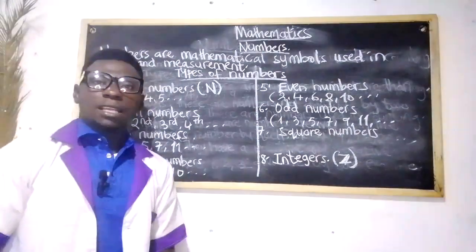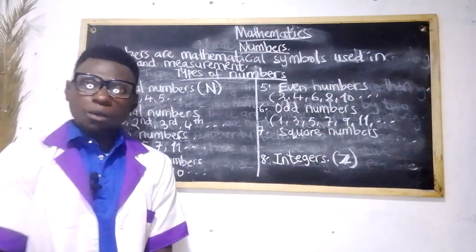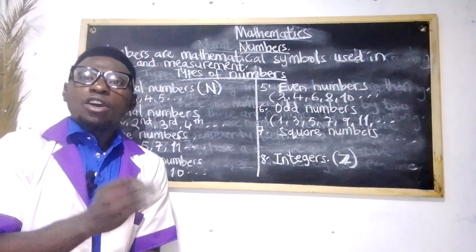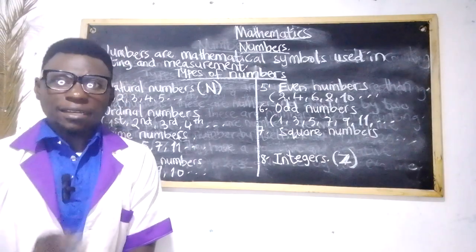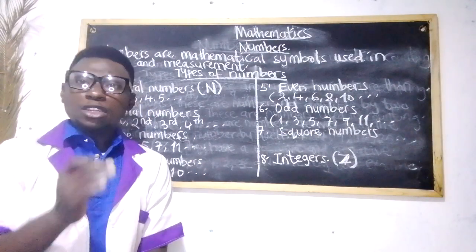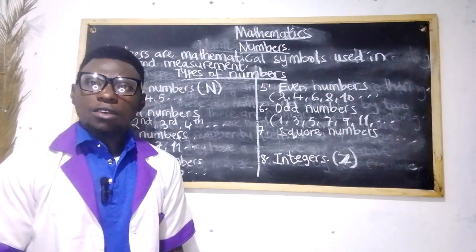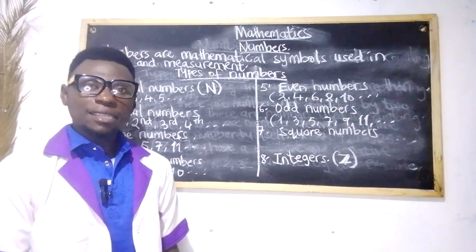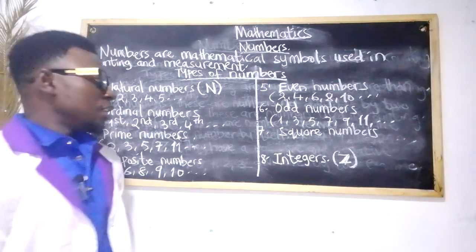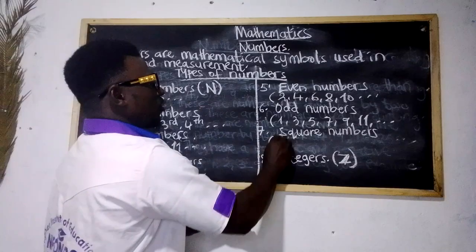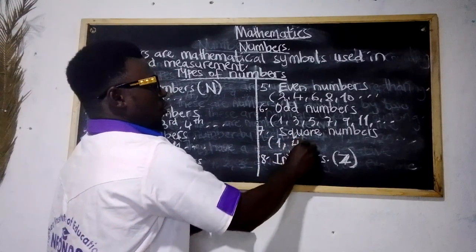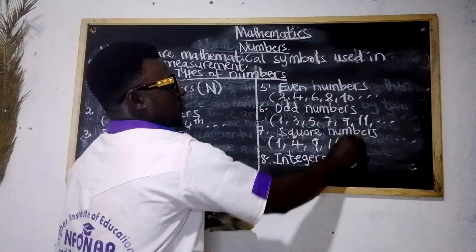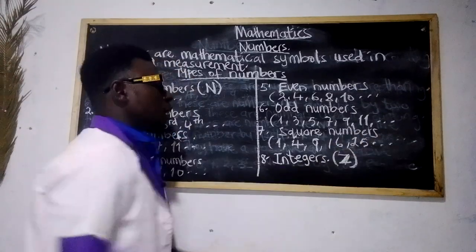The next type of number we're going to see is square numbers. What are square numbers? Square numbers are the multiplication of a number by itself. The multiplication of a number by itself gives us a square number. Example of square numbers we have 1, 4, 9, 16, 25, and so on.